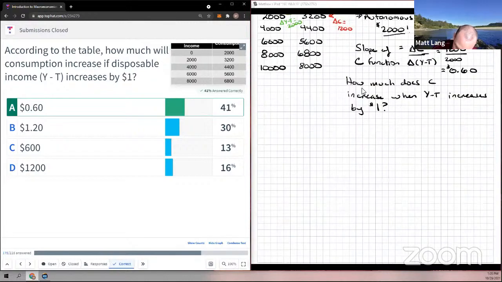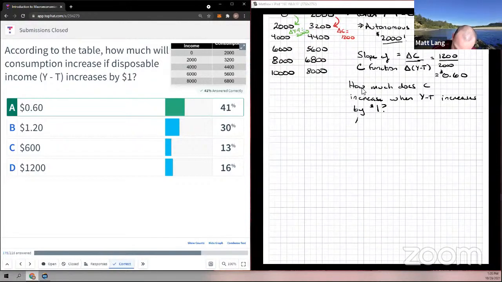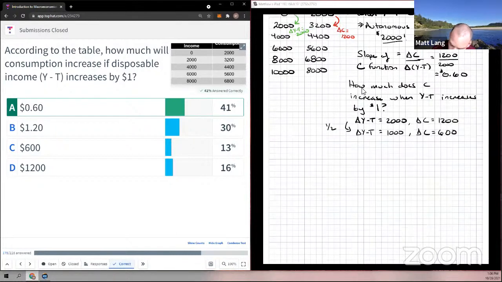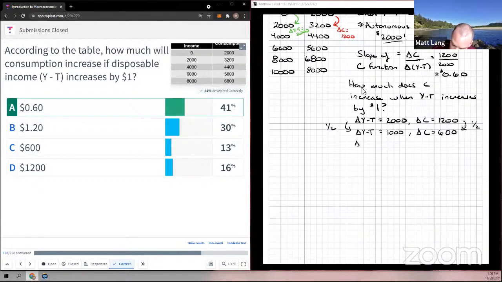So here, what we've said is that Y minus T is changed by $2,000. We take home $2,000 additional income, and then we increase our consumption by $1,200. But that would mean, if this is a constant slope, if we change our Y minus T by 1,000, we would have changed our consumption by 600. We'll put 1/2 here, 1/2 here. That would mean that if we change our Y minus T by 10, we'll change our consumption by 6.